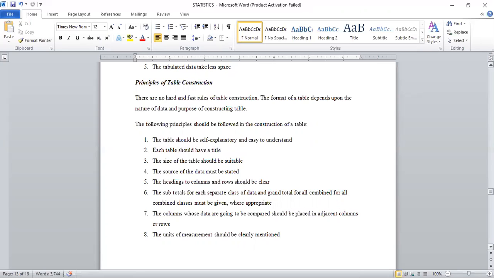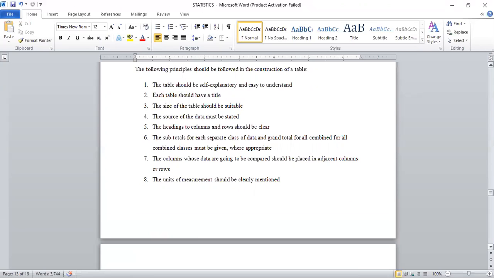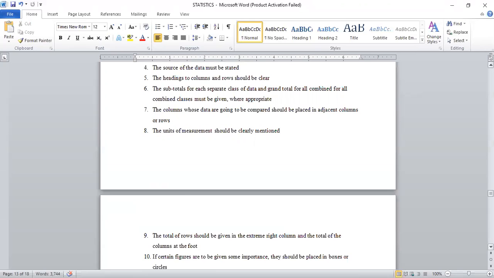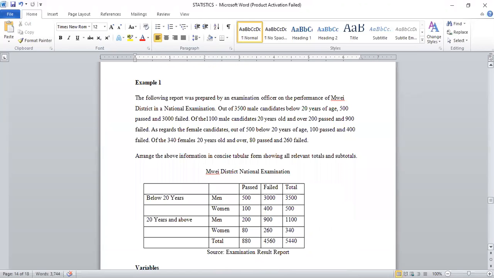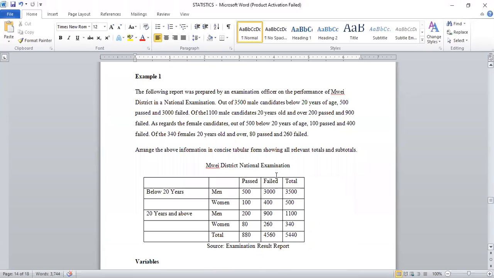I believe you went through these principles one by one, and as I saw Firdosa, you were able to come up with a very good table. So here we had a question. I just wrote the question. I never included the interpretation, but there was a table there.